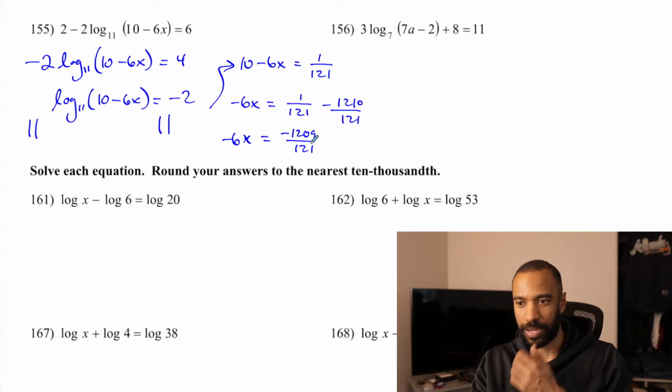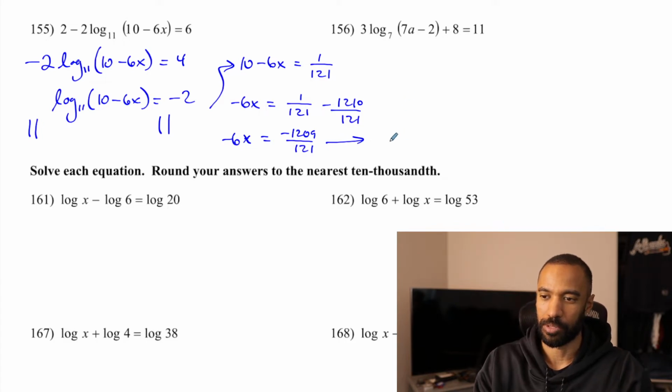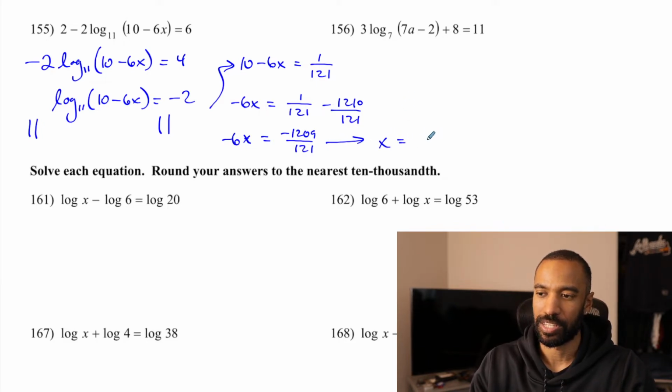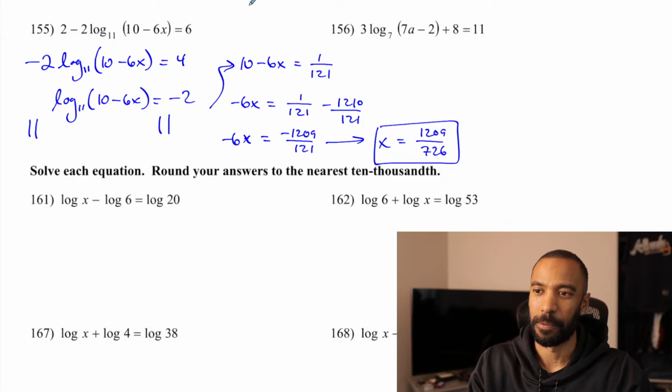And divide both sides by negative 6 is multiplying by negative 1/6. It'll make this answer positive, and it's going to make the bottom 6 times larger. So I believe it's this. X is 1209 divided by 726. Ooh, I wish I had a key in front of me there, but I believe that's the answer.